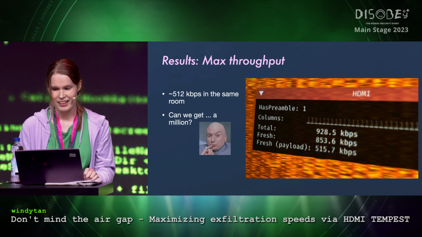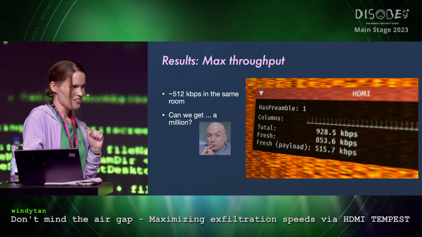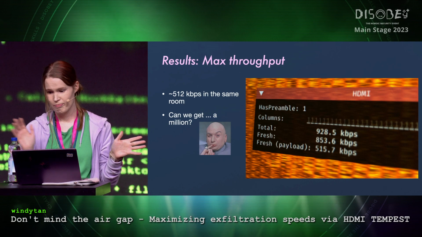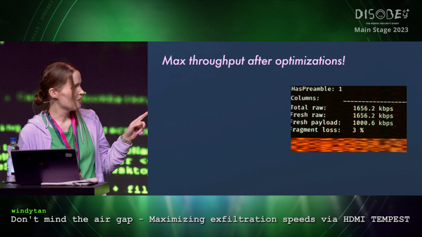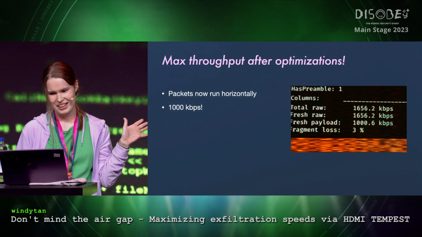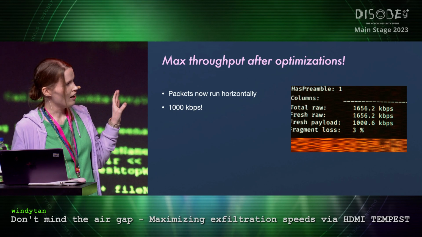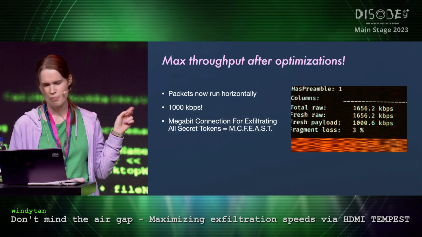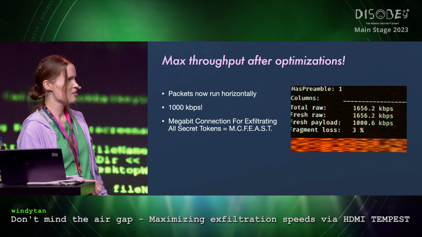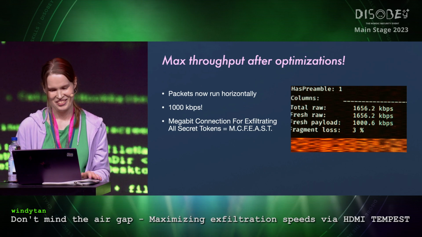Maybe. I applied some optimizations. First of all, I did the horizontal thing, so packets now run horizontally. We get 1 megabit per second, and now I can give this protocol a name. I call it MacFeast, which is megabit connection for exfiltrating all secret tokens. Yes, very useful. Thank you very much.